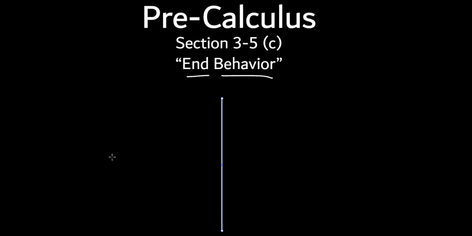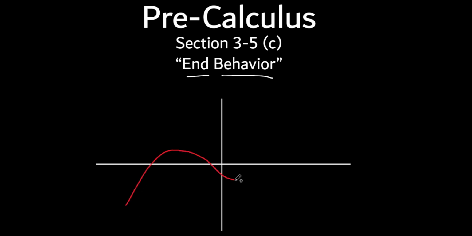So I will do a quick little general example. This is not a specific function or anything. I'm just going to draw some kind of crazy looking graph, and I just want to look at the end behaviors, okay? So again, it could look like something like this and this. See where the arrows are? Those are the ends, okay?